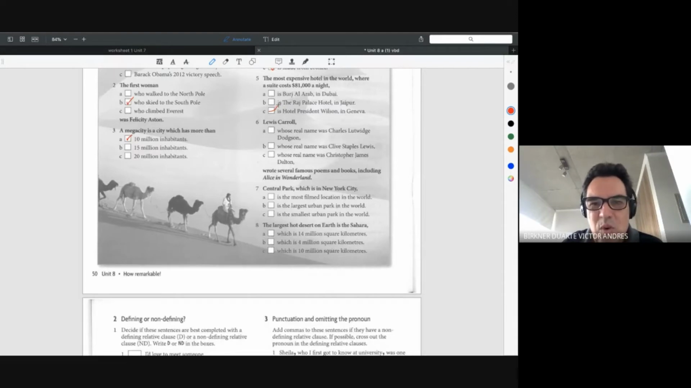And then Lewis Carroll, whose real name was Charles Ludwig Dodson, whose real name was Clive Staples Lewis, and whose real name was Christopher James Dalton, wrote several famous poems and books, including Alice in Wonderland.